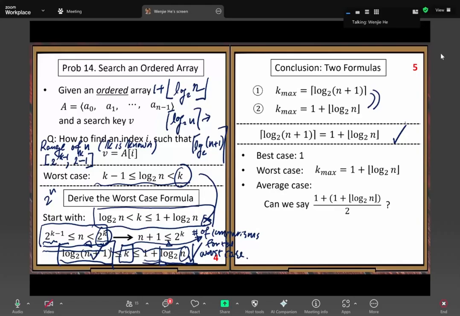Let me explain why it is incorrect. I remember in a previous lecture I talked about the average case, where all of your cases are distributed linearly, and then you can use this way to calculate the average. But for binary search, the cases are not distributed linearly. So what does linearly mean?